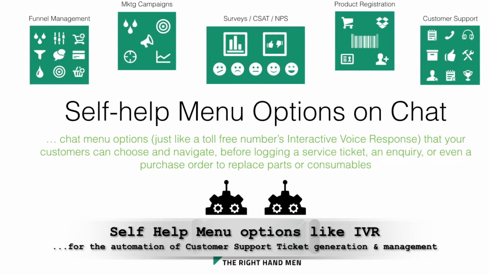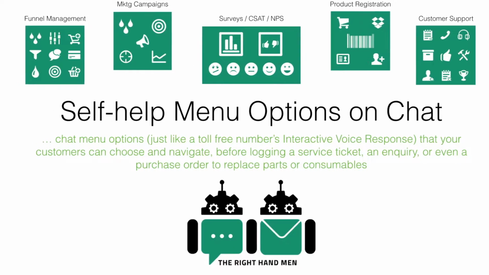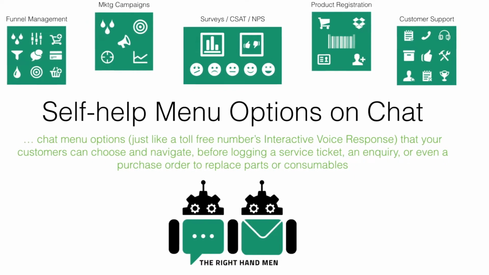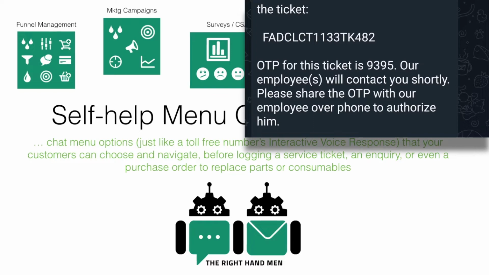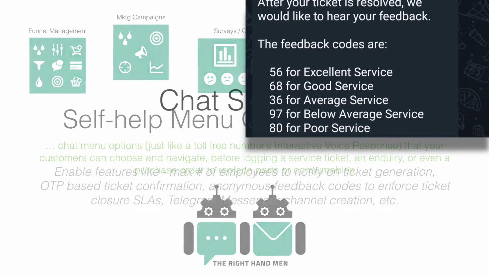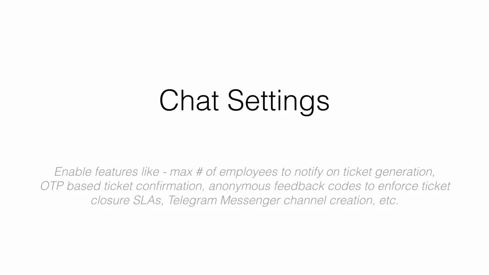Before we begin, let's look at some of the settings we have enabled. These include settings like how many agents should be notified when a ticket is created, how the agents move these tickets to their work queue by verifying through an OTP, how they can close the tickets with an authentic feedback code from the customer, etc.